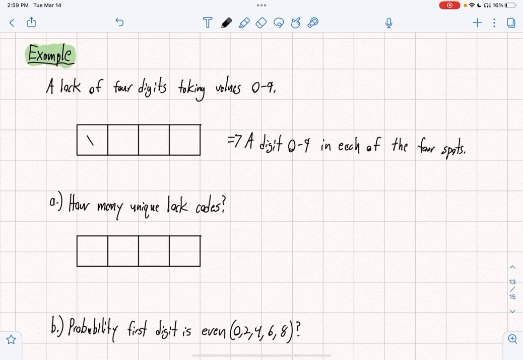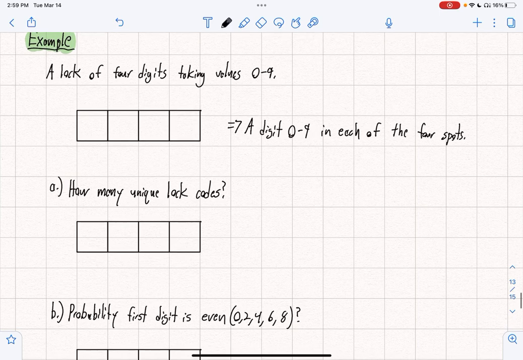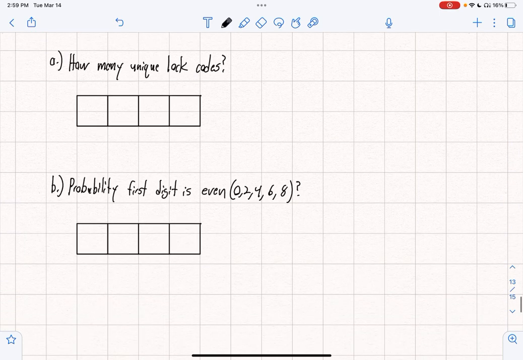You would put in 1 digit here, 1 digit here, here, and here. So 4 digits to create a 4-digit lock code. So 0 through 9 in each of these 4 spots. So if you want, you can pause the video and try some of these. So my first question is just how many unique lock codes can we create? And then part B is what's the probability that the first digit would be even? Even would include 0, so there are 5 options for even digits.